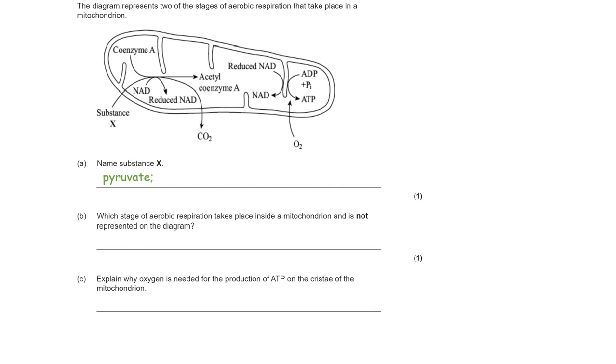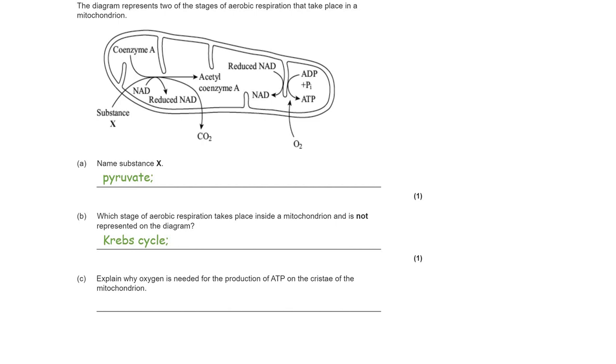Which stage of aerobic respiration takes place inside a mitochondrion and is not represented on the diagram? It is the Krebs cycle, because here we've got the link reaction. Here we're talking about oxidative phosphorylation.